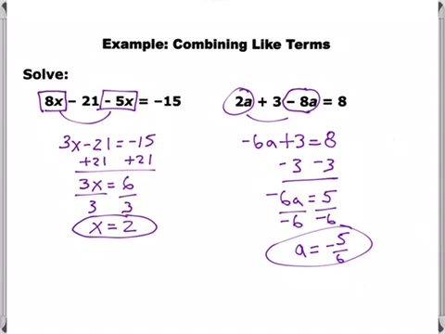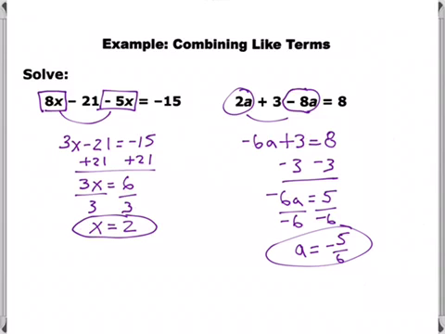In the fourth example, same idea. You have 2a plus 3 minus 8a equals 8. Your first step should be to add or combine like terms. So 2a minus 8a gives you negative 6a plus 3 equals 8.